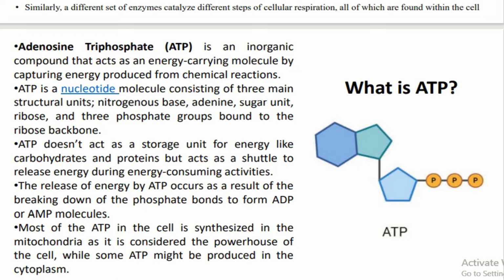ATP doesn't act as a storage unit for energy like carbohydrates and proteins, but acts as a shuttle to release energy during energy consuming activities. The release of energy by ATP occurs as a result of breaking down phosphate bonds to form ADP or AMP molecules. Most of the ATP in the cell is synthesized in mitochondria, as it is considered the powerhouse of the cell, while some ATP might be produced in the cytoplasm.